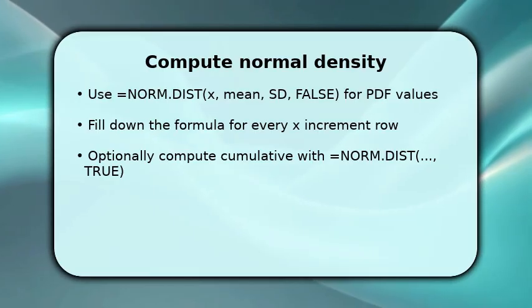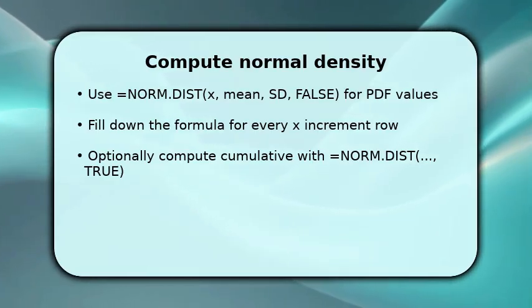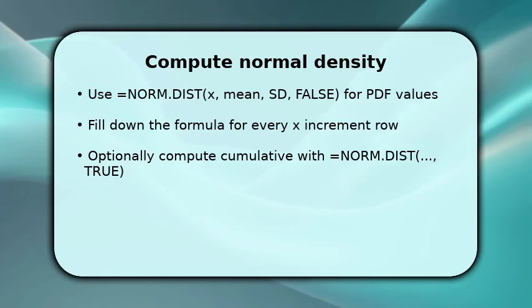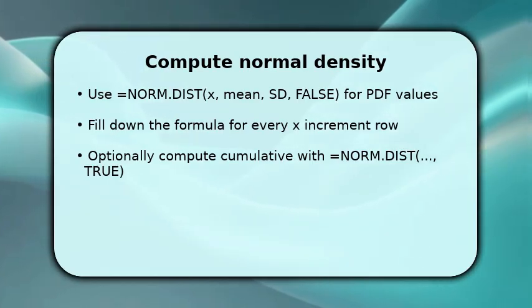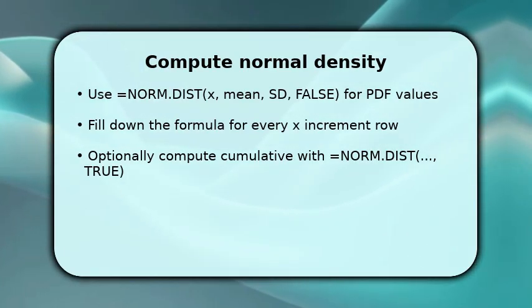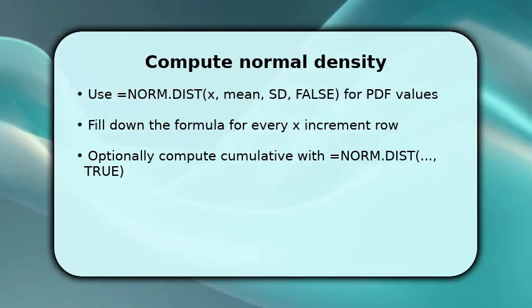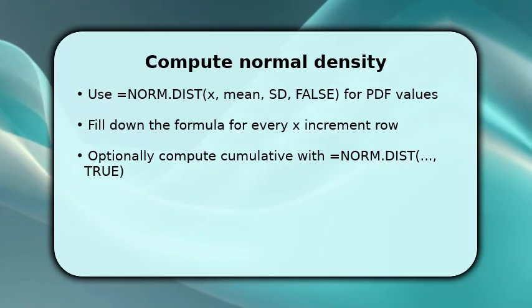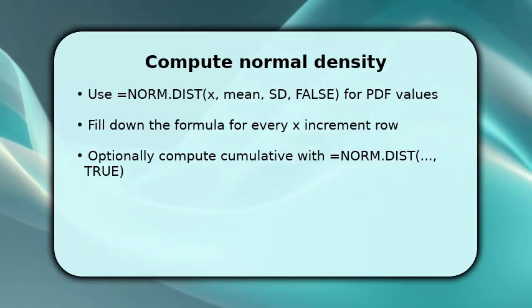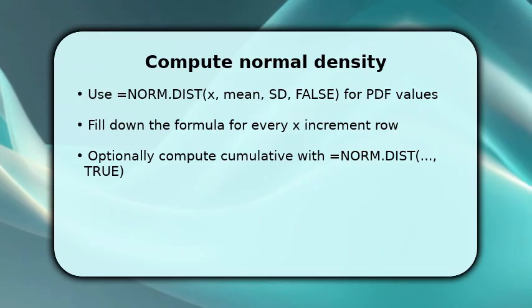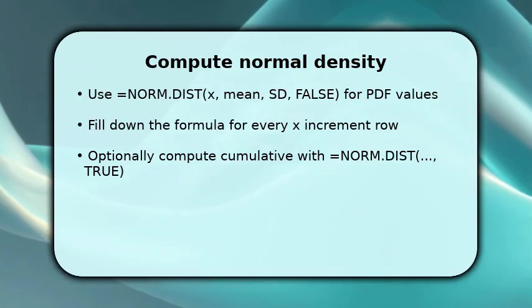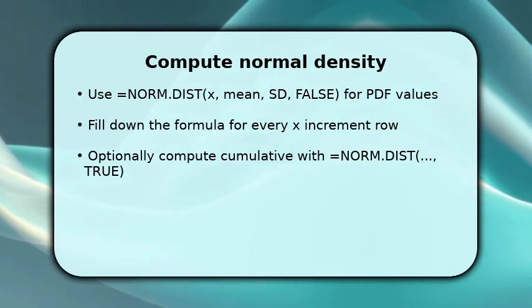Now calculate the distribution values so you can visualize and analyze it. In the adjacent column, enter =NORM.DIST(cell with X, cell mean, cell SD, FALSE) to get the probability density for each X. FALSE returns the PDF rather than cumulative probabilities. Drag or double-click the fill handle to copy the formula through all X rows so every point has a density.